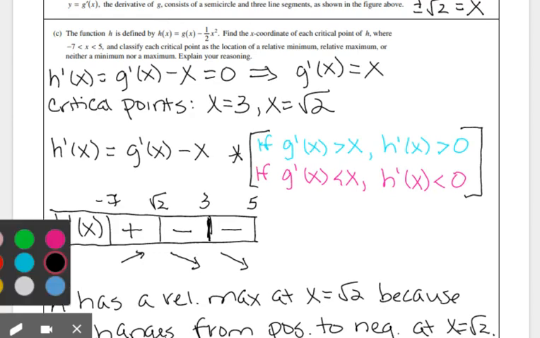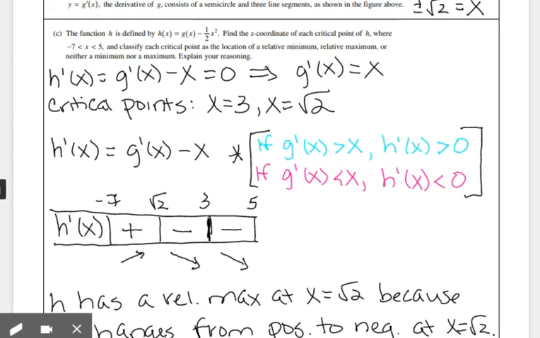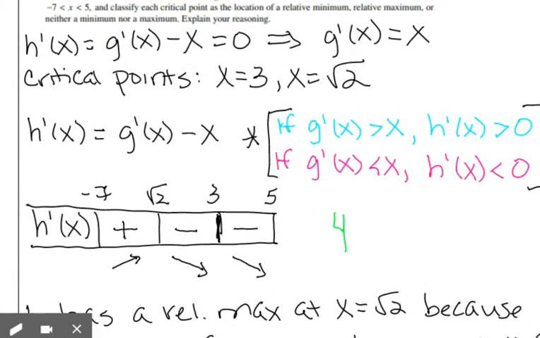All right, in terms of points for this one, this was worth 4 points. It was 1 point for actually finding h prime of x. It was 1 point for getting x equals 3 and x equals the square root of 2. And then it was 2 points for your explanations, one for each critical value that you were given.